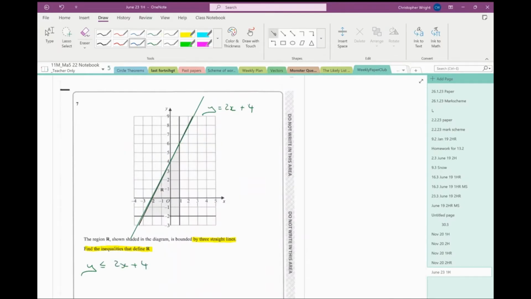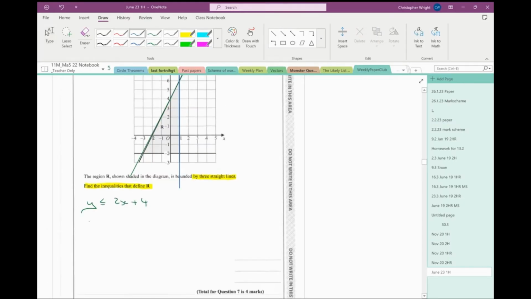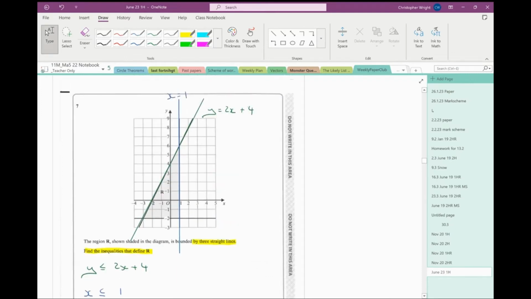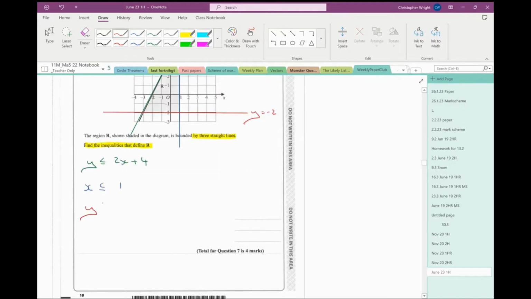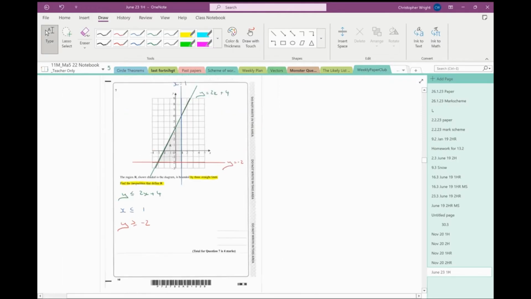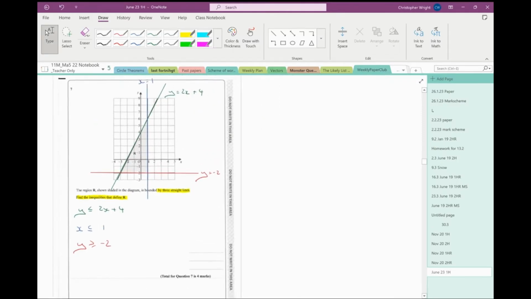Right, now let's have a look at this blue line here. Well, this blue line crosses the x-axis at 1, so it is the line x equals 1, and shaded are points to the left of that, so x is less than or equal to 1. And now let's have a look lastly at this red line here. This is the line that crosses the y-axis at minus 2, so it's the line y equals minus 2. And I'm interested in points above that, points which have a y-coordinate of greater than or equal to minus 2. So there are my 3 inequalities.